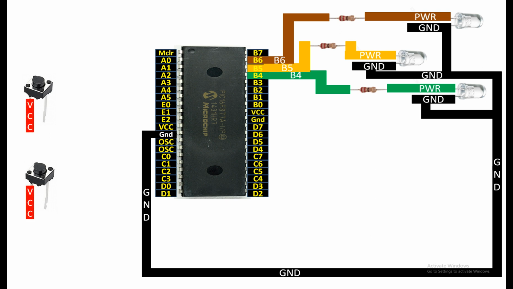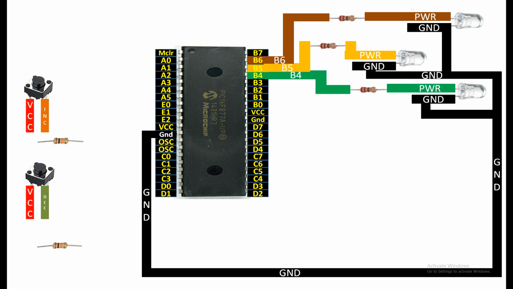So let me label the left pin as VCC for each button, and the right pin of the top button as increment, and the right pin of the bottom button as decrement. So the top button, when it is pressed, will increase the blinking speed, and the bottom button, when it is pressed, will decrease the blinking speed. So guys, first of all, to connect these buttons with the PIC, you will need a 10 kilo ohm resistor each, two 10 kilo ohm resistors for two buttons, one for each.